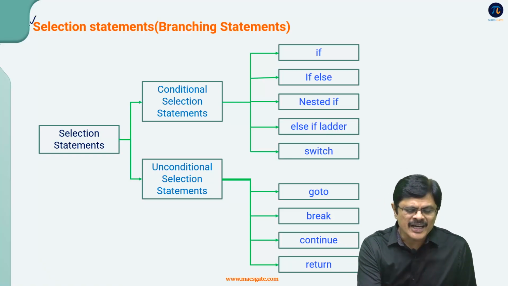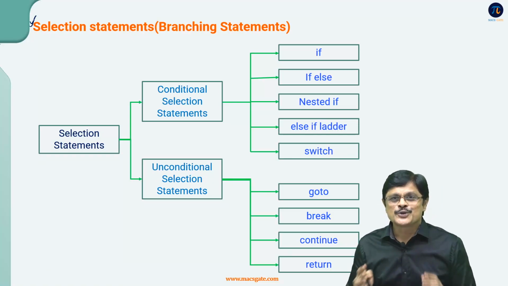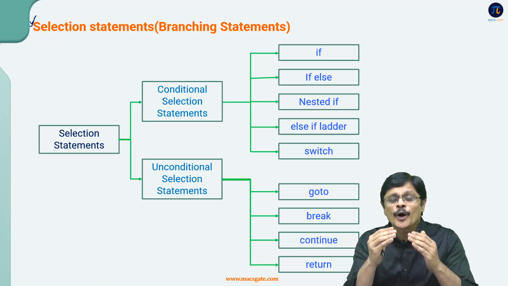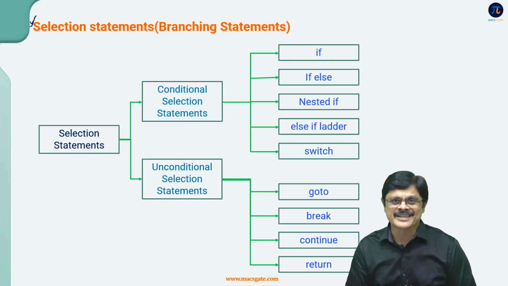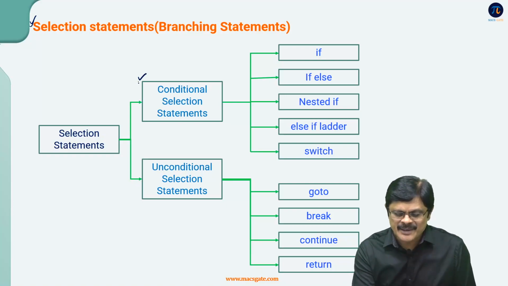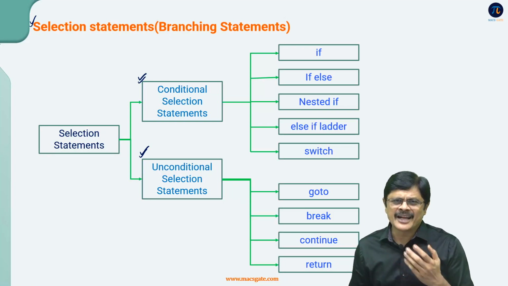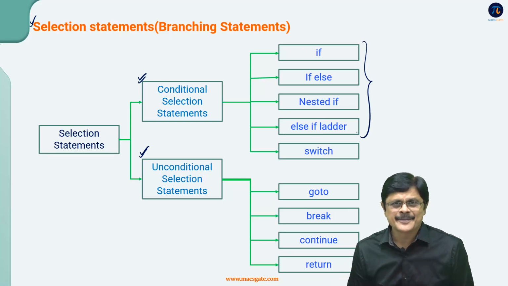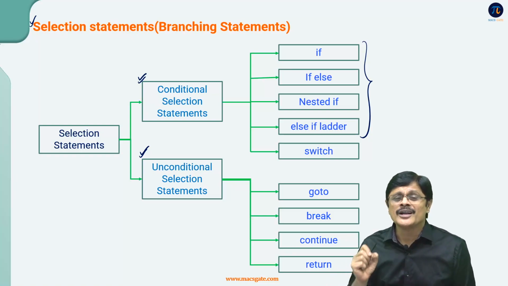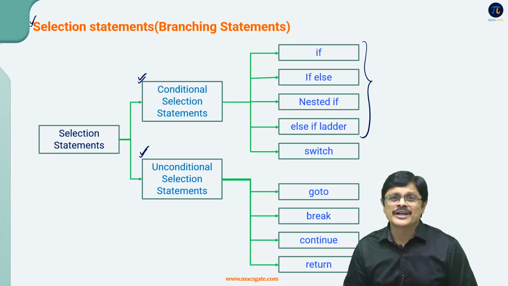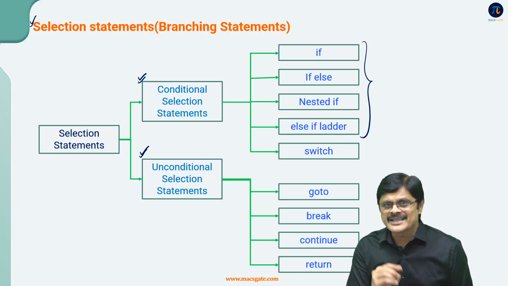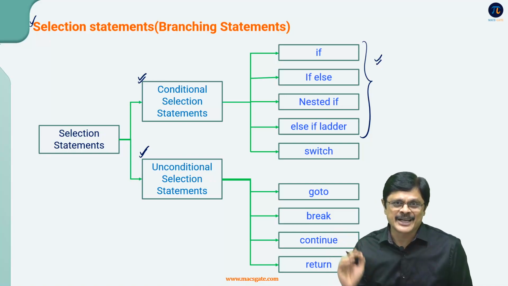The selection statements are also known as branching statements. So they allow you to branch or move to a particular branch of the code, my dear friends. And we classify selection statements into two types: conditional selection statements and unconditional selection statements. Under conditional selection statements, we have the if statements like if else, nested if, else if ladder, etc. So I just call them if statements. And we also have a special one called switch case, which is mainly used for menu driven programs. In this session, we mainly talk about the if statements.